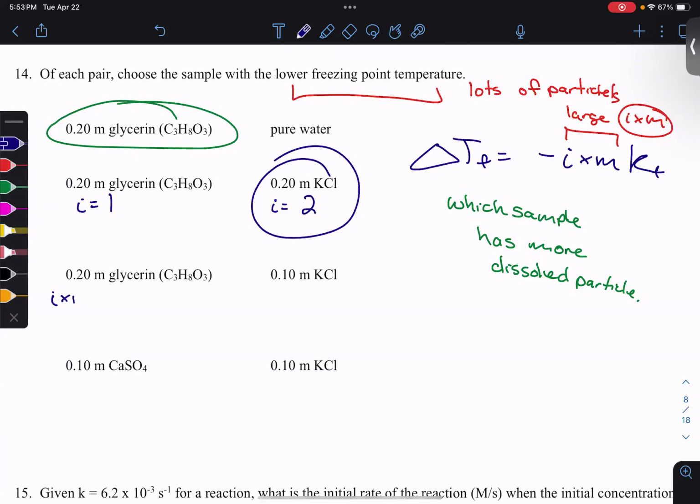So when we do I times M for the glycerin, because I is 1, don't we get an I times M product of 0.2 for glycerin? Yeah. But then KCl, its I times M is equal to 2 times 0.1. Oh, yikes. So that is also 0.2. So how do we figure this out? Ion pairing. Yes, ion pairing gives us deviations.